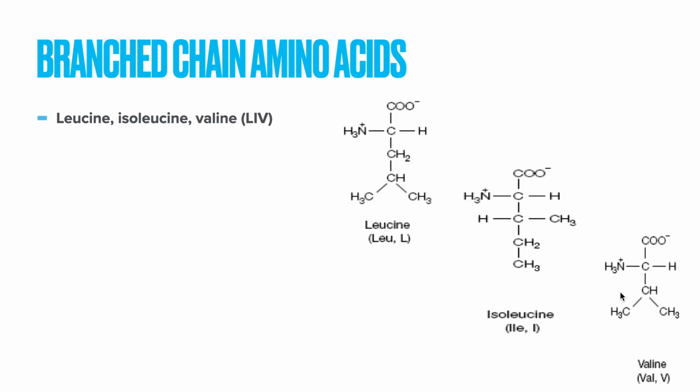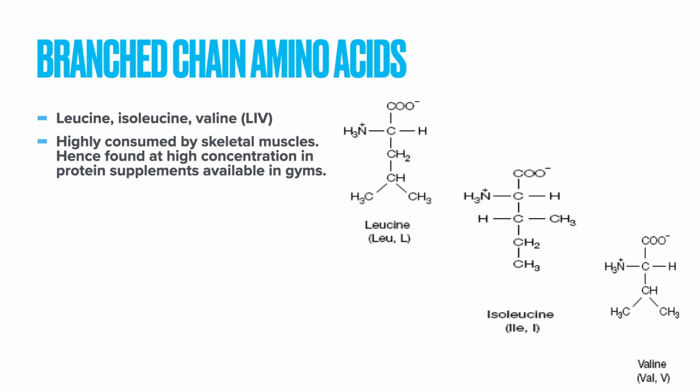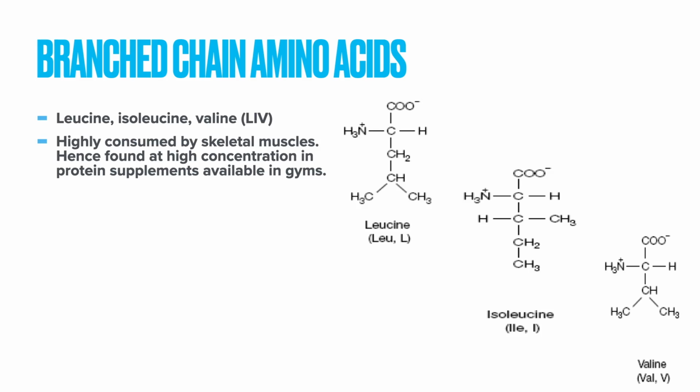Leucine, isoleucine and valine. What is the importance of this? Leucine, isoleucine, valine are highly consumed by skeletal muscles. Skeletal muscles are the ones which need a lot of leucine, isoleucine and valine, and that's why if you look at protein supplementation in bodybuilders who take protein supplementation, they specially mention the concentration of branched chain amino acid there, because skeletal muscle proteins need a lot of branched chain amino acids.